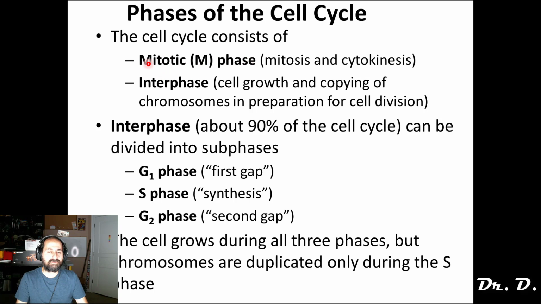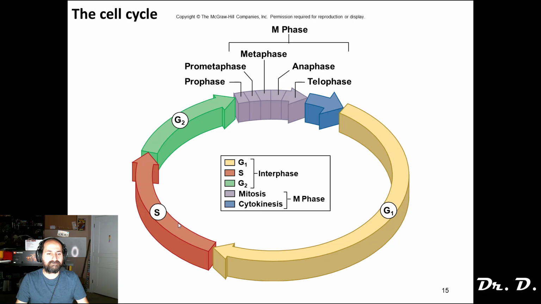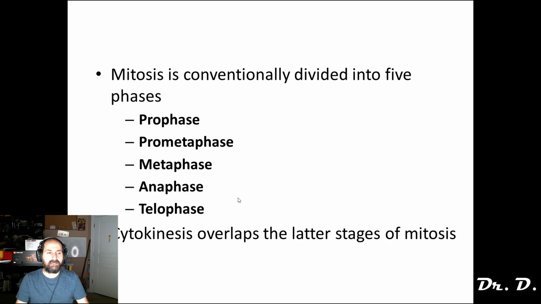So again, the two major components of the cell cycle are interphase followed by mitotic or M phase. And remember, interphase is when the cell's being a cell or preparing to divide. It takes about 90% of the cell cycle time, broken up into subphases G1, S, and G2. Mitosis, on the other hand, is part of M phase, and cytokinesis is part of M phase.